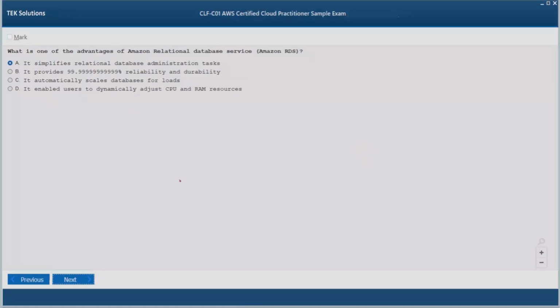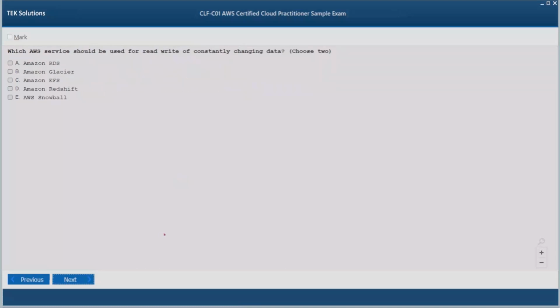Rest are not going to fit here because it provides 99.99 reliability and durability. It's not an advantage. Automatically scaling the database, it doesn't happen. Automatically it doesn't scale, and it enables users to dynamically adjust CPU and RAM resources. This is also not the correct answer here.